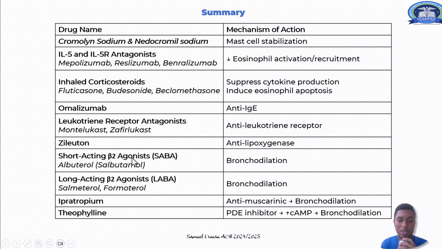Short-acting beta-2 agonists, they cause bronchodilation. Long-acting, the same thing. Ipratropium, that's an anti-muscarinic agent, that's going to cause bronchodilation. Then theophylline too, we said, is a phosphodiesterase inhibitor, so it tends to increase the cyclic AMP levels. And when we have a lot of cyclic AMP, that will tend to also cause bronchodilation.